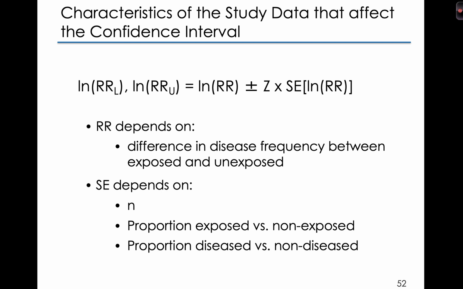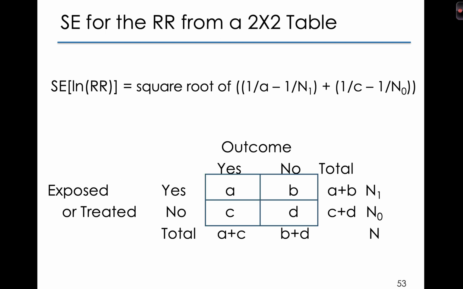So what does the standard error depend on? It depends on the N. It depends on the number of observations, the number of people you've collected data on for your study. But it also depends on the proportion exposed versus non-exposed and the proportion diseased versus non-diseased. So the next part that I'm going to show you, I'm trying to make a point here.